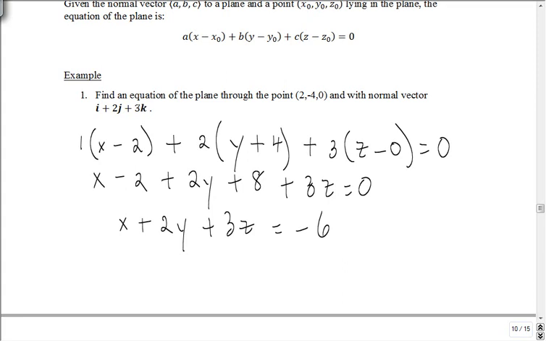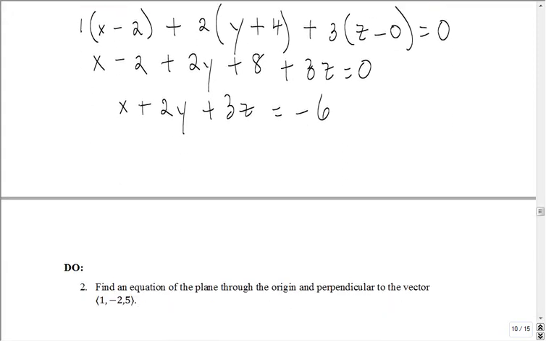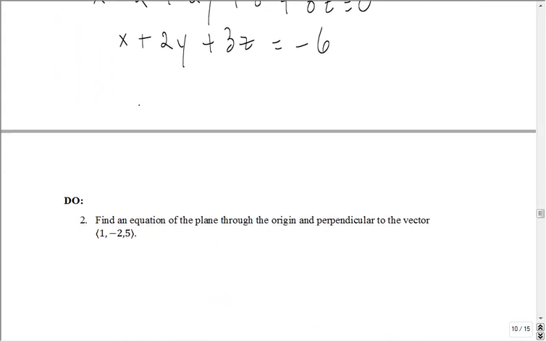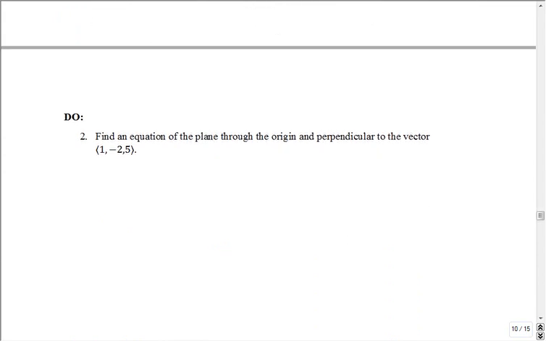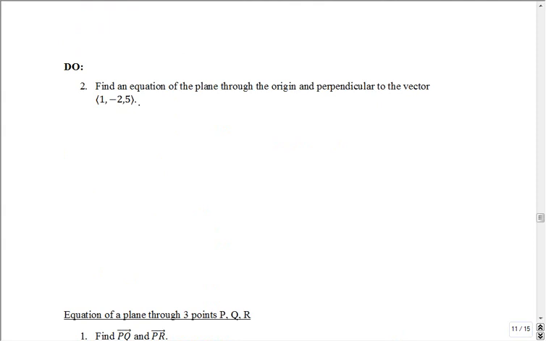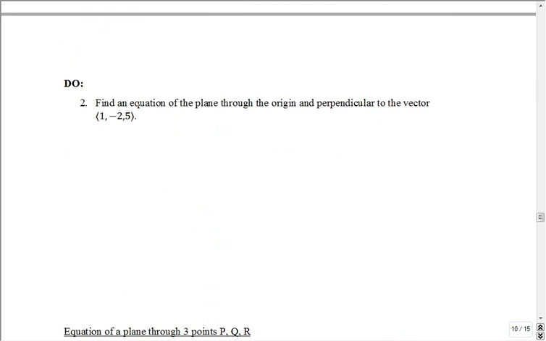Let's do another example. Actually, it's your turn. Find an equation of the plane through the origin and perpendicular to the vector. Let me see how you'll handle that. Okay, let's go over that one. It's quite easy. So for a plane, again, we need a point and the normal, right, when we find the equation of the plane. We already have the point, which is the origin.